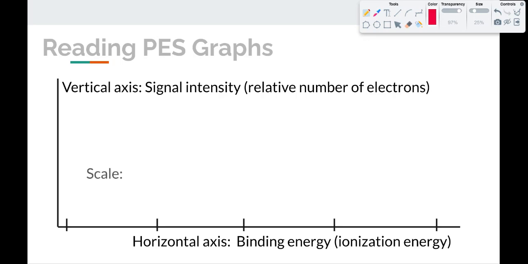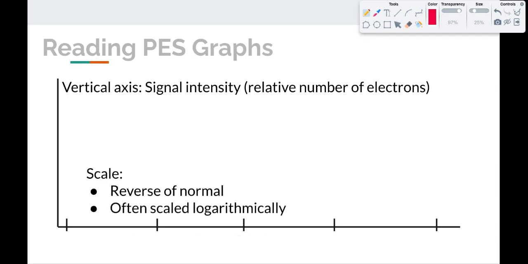There are some things to note about the scale here because it's a little bit unusual. The first thing is that it's backwards from normal. Most of the time as you go to the right on the horizontal axis, the numbers get bigger. Here as you go to the left, the numbers get bigger. And the second thing is that it's often scaled logarithmically. The reason for this is because you can have, in one of these analyses, very large differences in the amount of binding energy. And so to put them on a reasonably sized scale, you need to make the scale changing as you go along.